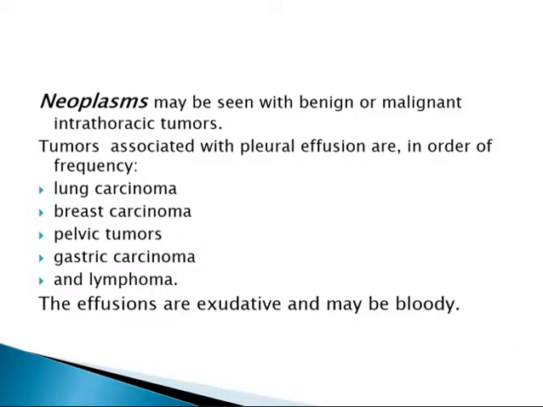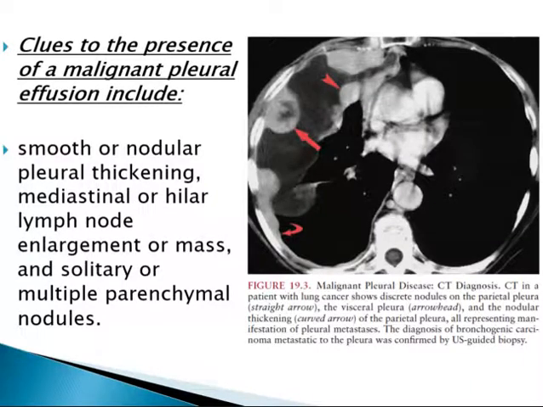Another cause of pleural effusion is neoplasms. Pleural effusion may be seen with benign or malignant intrathoracic tumors. Tumors associated with pleural effusion are, in order of frequency, lung carcinoma, breast carcinoma, pelvic tumors, gastric carcinoma, and lymphoma. The effusions are exudative and may be bloody. Clues to the presence of malignant pleural effusion include smooth or nodular pleural thickening, mediastinal or hilar lymph node enlargement or masses, and solitary or multiple parenchymal nodules.